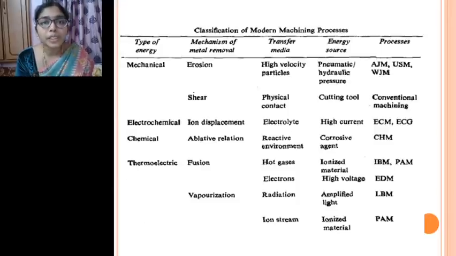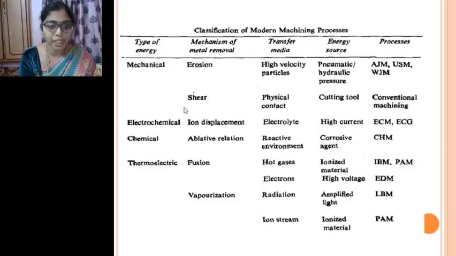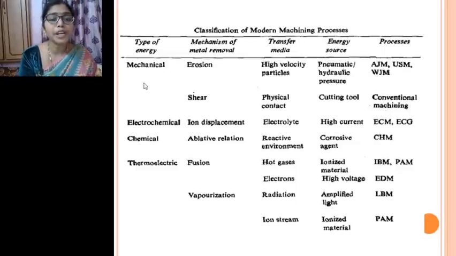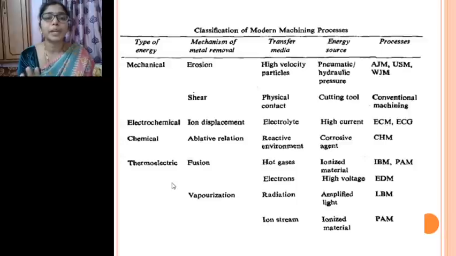Now if you take the conventional type of material removal, there we use only shear. The material will get sheared from the surface by physical contact, and a cutting tool is used. This is the conventional type of material removal process, where it uses only mechanical energy. Whereas the other modern or non-traditional machining processes use different types of energies to remove the material from the surface. So that is the difference between a conventional machining and an unconventional machining process.